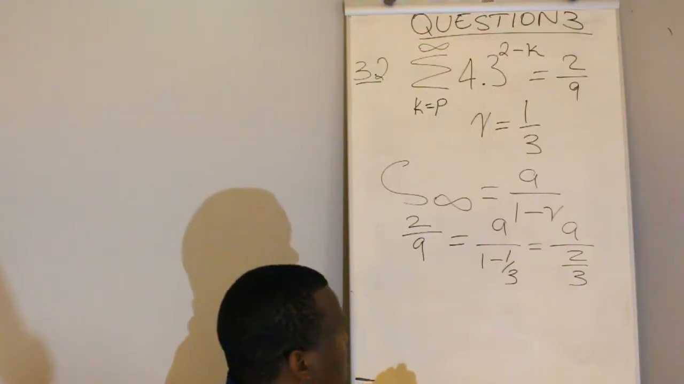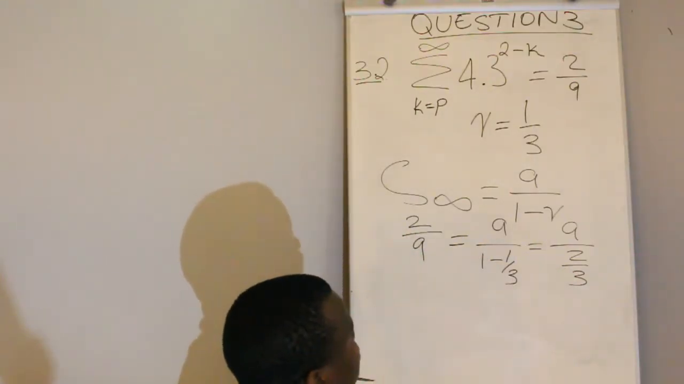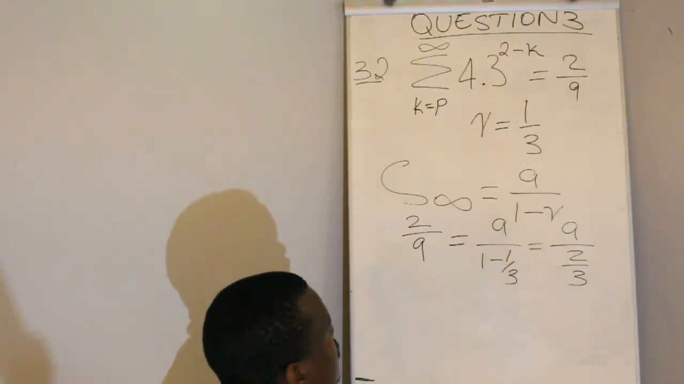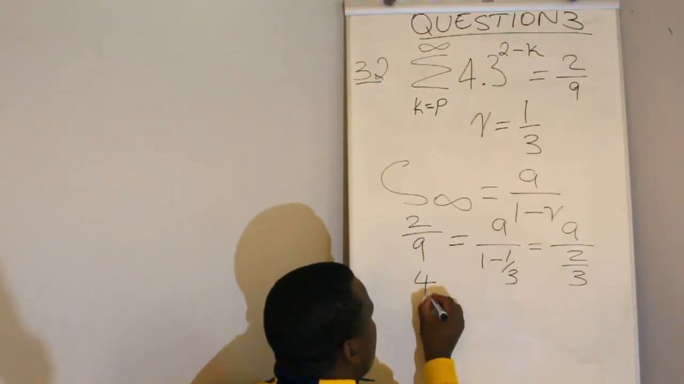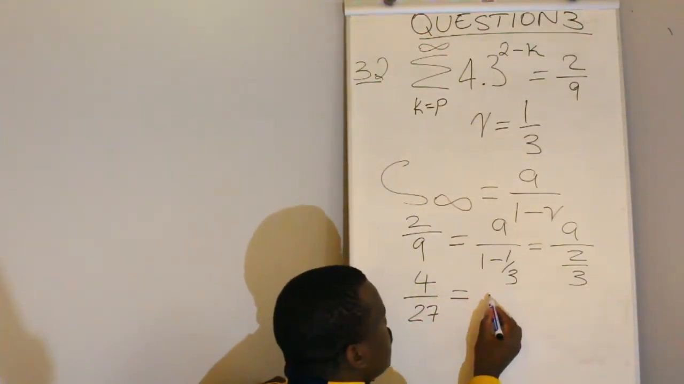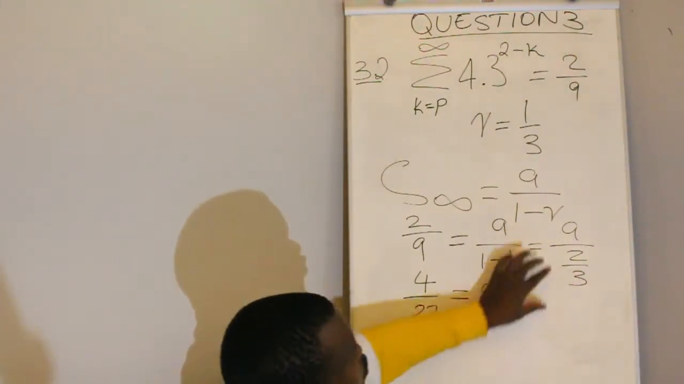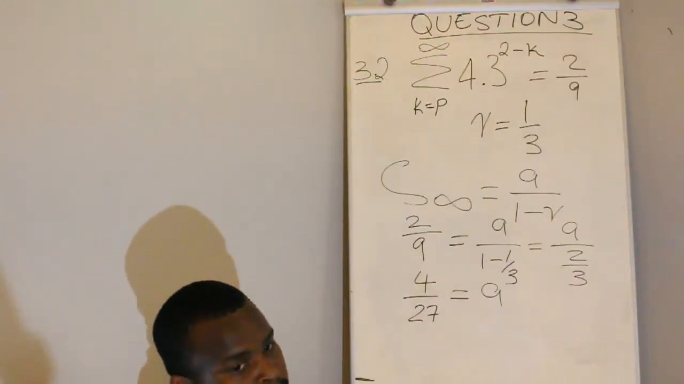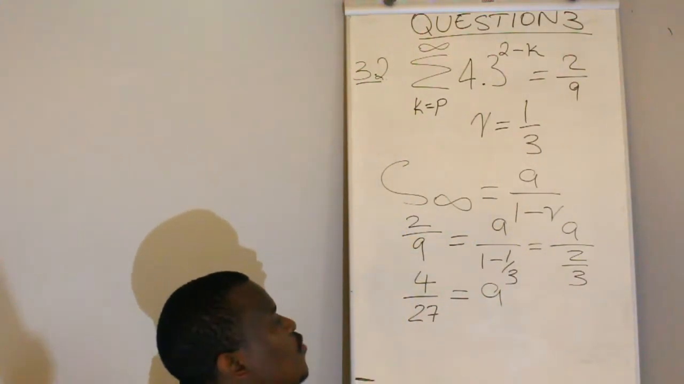So, you cross multiply this times that and this times whatever. So, it is 4 over 27 is equal to what? Is equal to A. That is the value of A, because it's going to be this term times that term, and this term times 1, which is below 2 over 9.